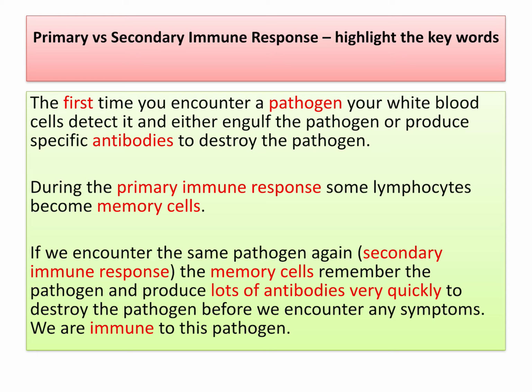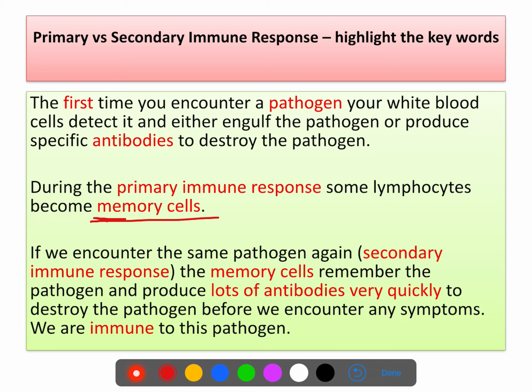So the first time you encounter a pathogen, your white blood cells detect it and either engulf the pathogen, we've just learned about that, phagocytosis, or produce specific antibodies to destroy it. During the primary immune response, some lymphocytes, some of the ones that produce the antibodies, become what we call memory cells. And I'd say that is particularly key. That is what we're linking in with immunity here.